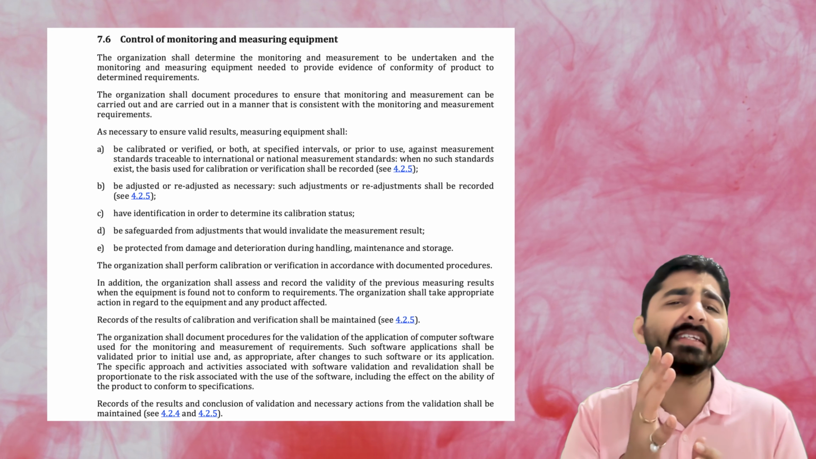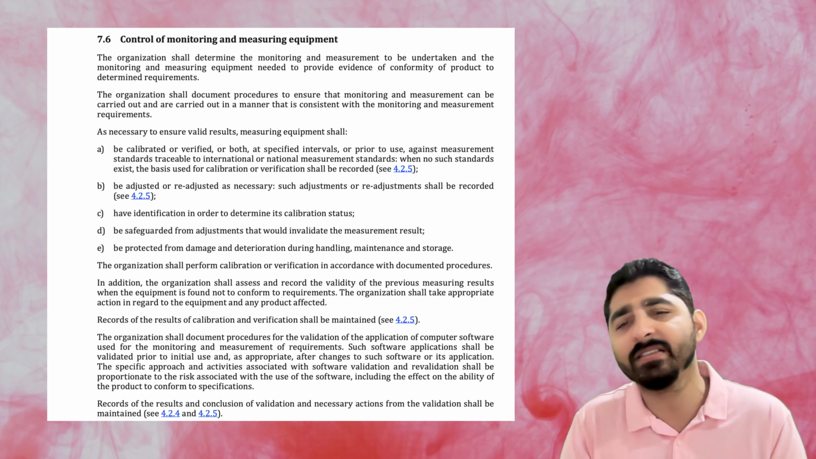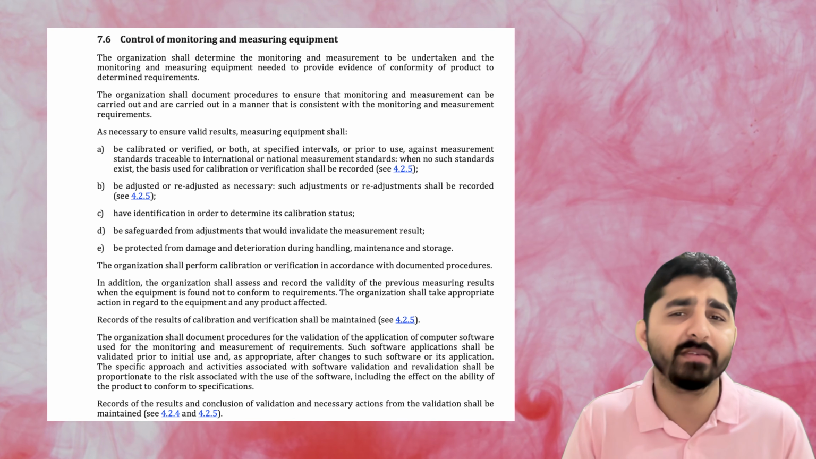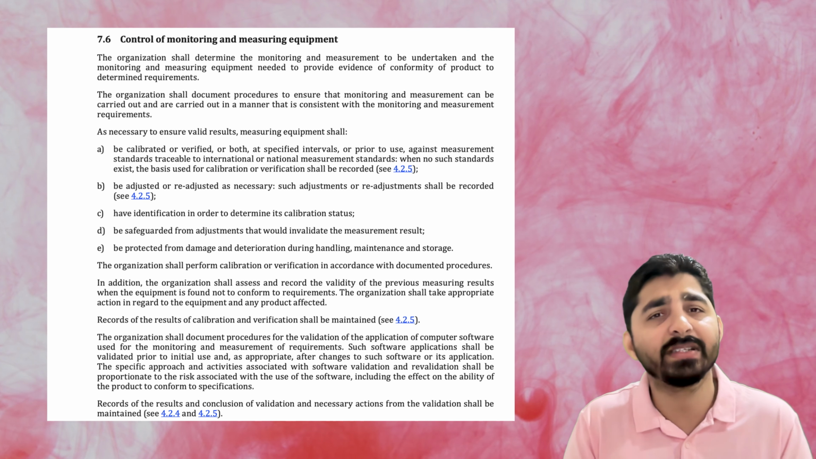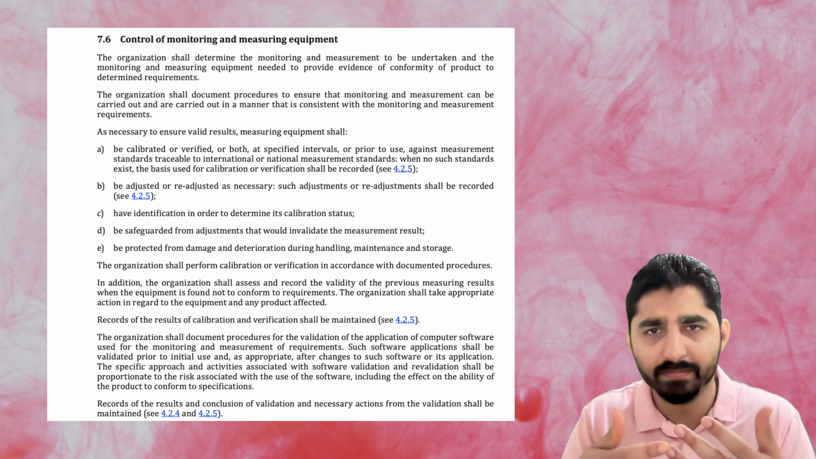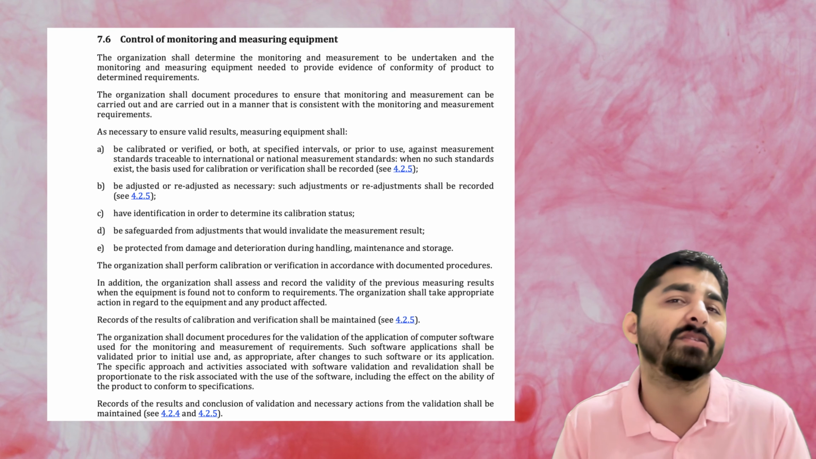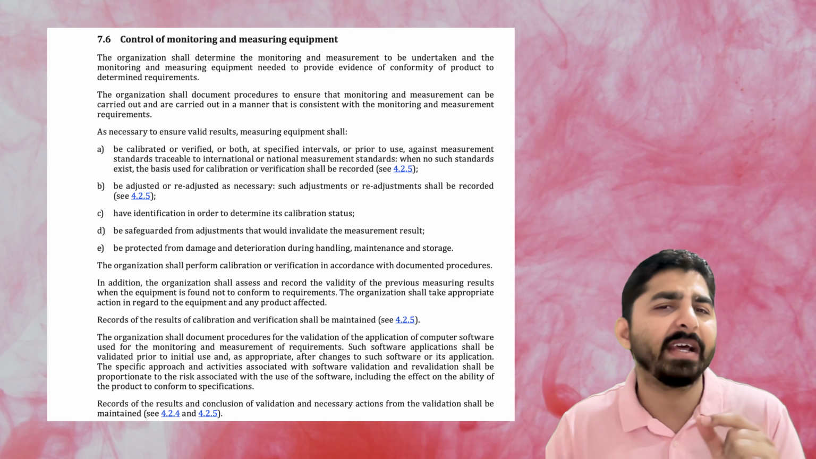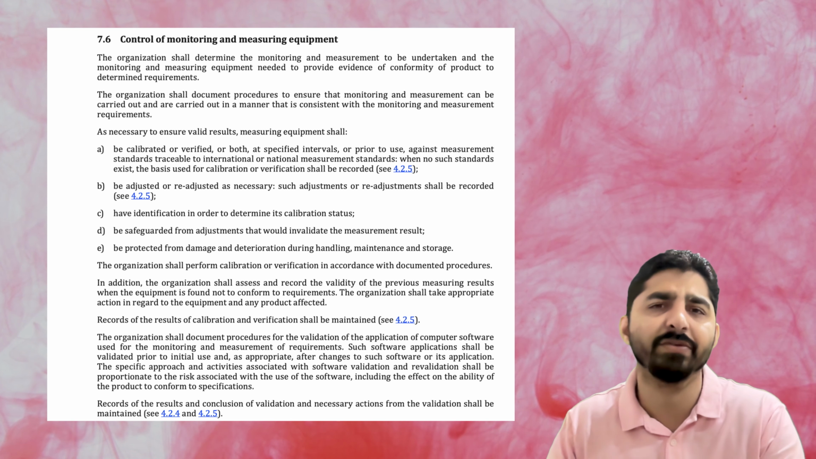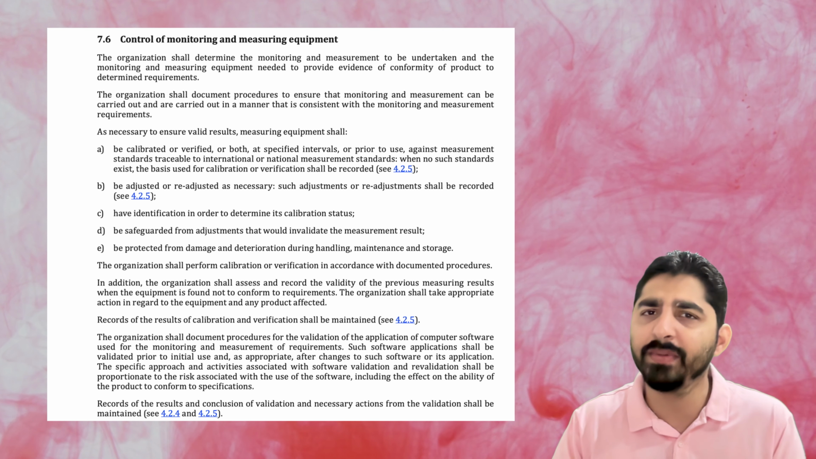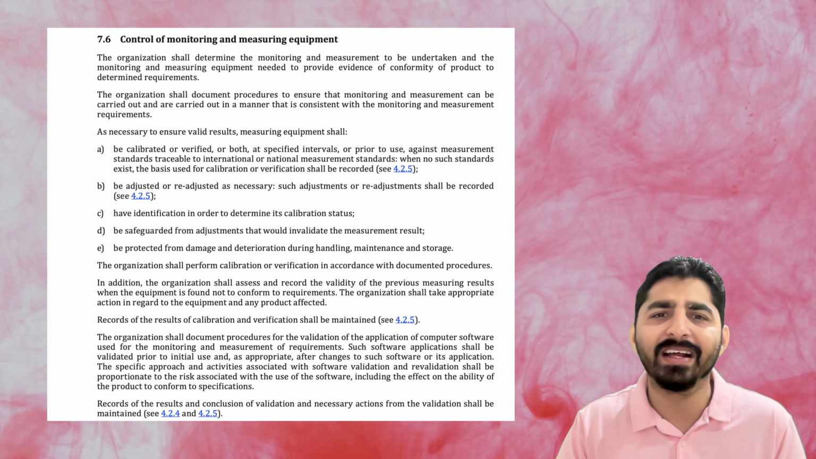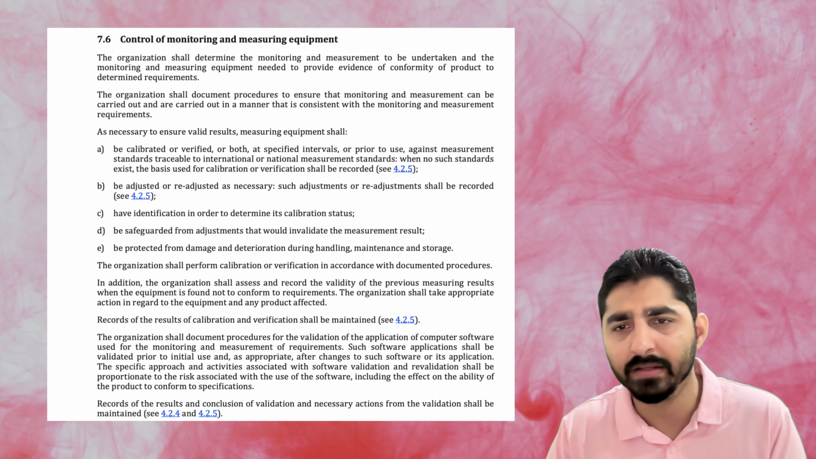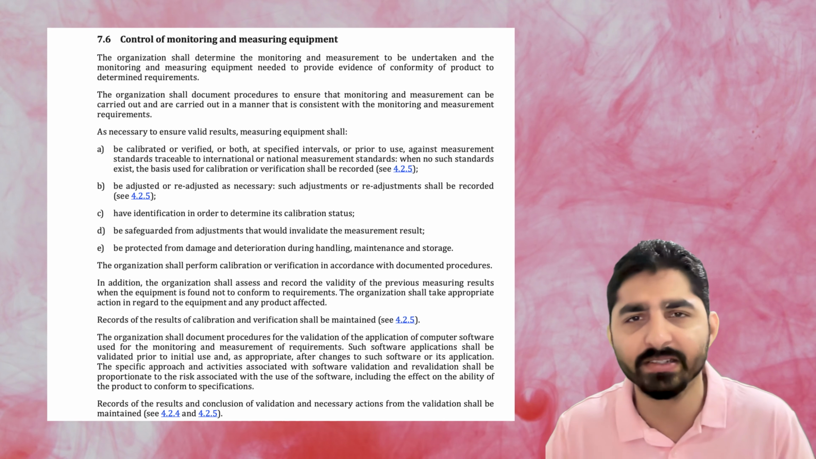D. Be safeguarded from adjustment that would invalidate the measurement result. So this equipment needs to have a dual mechanism check in order to ensure that the results coming out from the processes are properly validated or invalidated. E. Be protected from damage and deterioration during handling, maintenance and storage. So the equipment should be protected from damage or deterioration occurring due to handling, while doing a maintenance activity, and in storage.